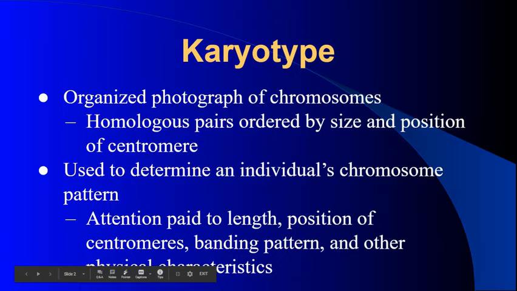A karyotype is an organized photograph of chromosomes. On a karyotype, the homologous pairs are ordered by size and by the position of the centromere. Karyotypes are used to determine an individual's chromosome pattern. When a karyotype is analyzed, length, position of centromeres, banding patterns, and other physical characteristics of the chromosomes are looked at.